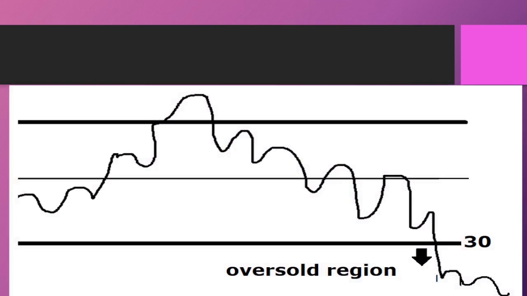As shown in the illustration or diagram, the oversold is represented by the movement of the MA line of the RSI below the 30 mark or 30% line of the RSI and its subsequent retention below the 30 mark of the indicator.